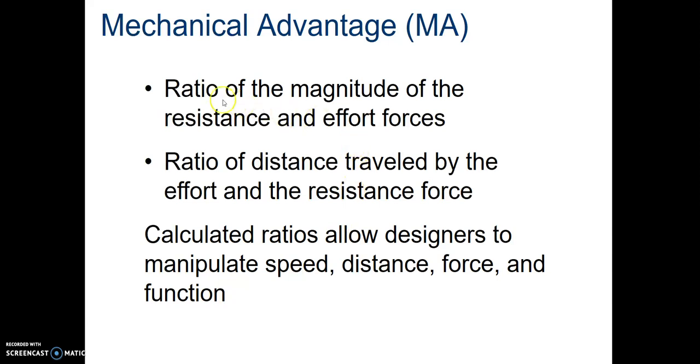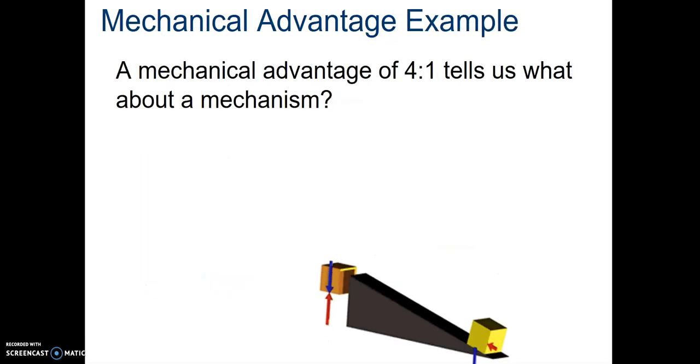Mechanical advantage itself is either a ratio of our forces or a ratio of the distances. So the ratio of the magnitude of the forces, how much force is being applied, so 10 pounds, 5 pounds, 20 pounds, 100 pounds, and then the distances, 5 inches, 10 inches, 20 inches, 30 feet, 50 yards, whatever we're looking at. We use all of those different ratios to figure out how well a machine works and what we can do to edit and change it to get to what we're trying to accomplish.